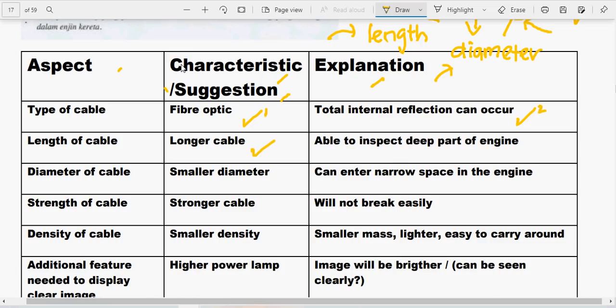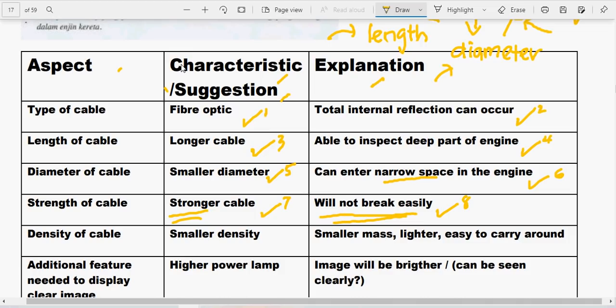And then the length of the cable should be a longer cable, so it can inspect the deep part of the engine. This is mark number 3 and mark number 4. And then for the diameter, you use a thin wire, thin cable. This is tick number 5. It can enter narrow space in the engine, tick number 6. And then the strength of the cable should be a stronger cable. For the word strength here, you can memorize it: stronger, will not break easily. Write like that. So tick 7, tick 8.